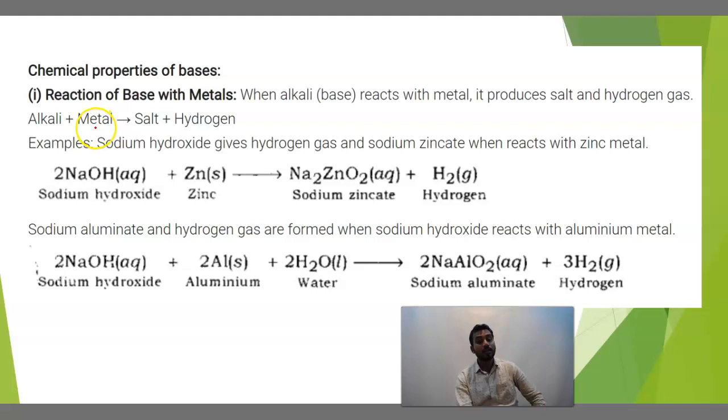Anyways, bases will never react with metal. If a base reacted with metal, it would give hydroxide ions, right? So alkalis will react with metal, not bases. Remember this, very important. When alkali reacts with metal, it gives salt and hydrogen. Example: sodium hydroxide reacts with zinc metal to give sodium zincate and hydrogen gas. You can go through these chemical reactions. It's important.